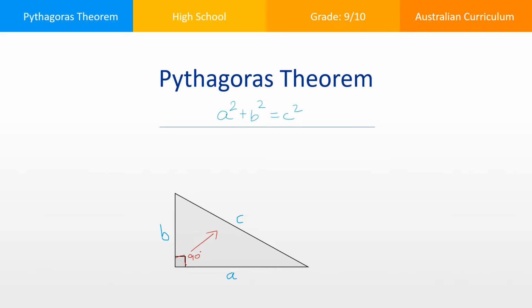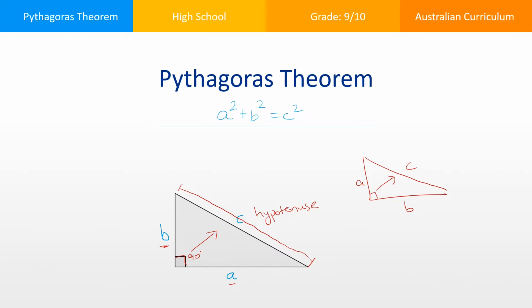Now the side opposite the 90 degrees is called the hypotenuse, and we always label it C. The hypotenuse is the longest side in a right angle triangle, and the other two smaller sides are labeled A and B. Now, which sides you label A and B are interchangeable, so here's another way how we can draw that. As long as the side opposite the 90 degrees is always labeled C, the Pythagoras theorem will be applied correctly.